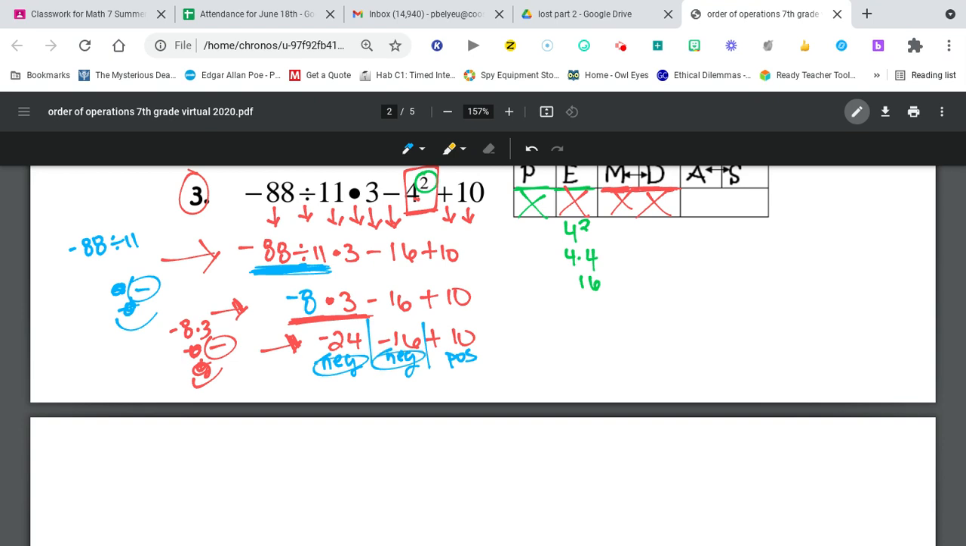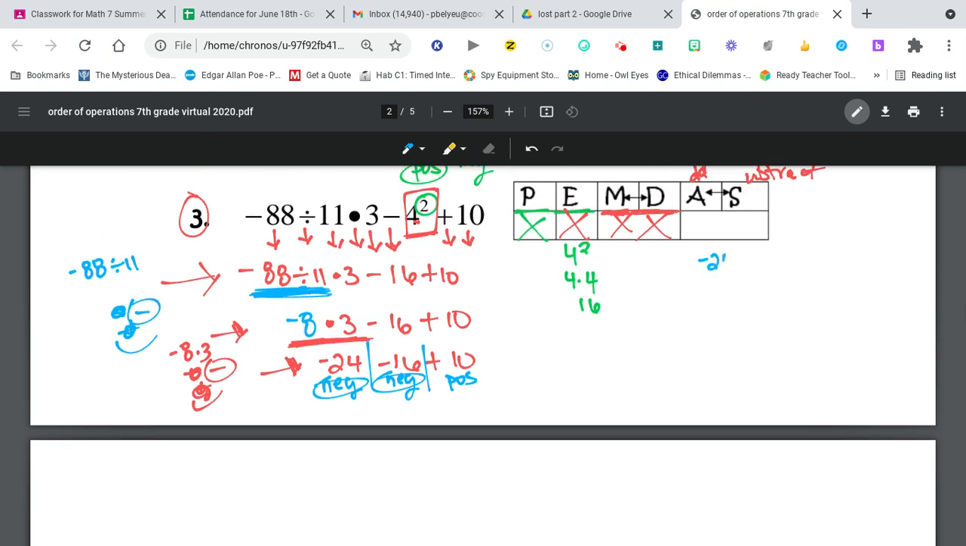Both of those are the same, so I'm going to add them. Negative 24 plus negative 16 gives me negative 40. But I still have this positive 10. Those two have different signs, or you can say they go in different directions if I taught you directions last year. Since they are different signs, you're going to subtract. So I have 40 minus 10, which is 30, but it's more negatives than positives. So my answer here is negative 30.